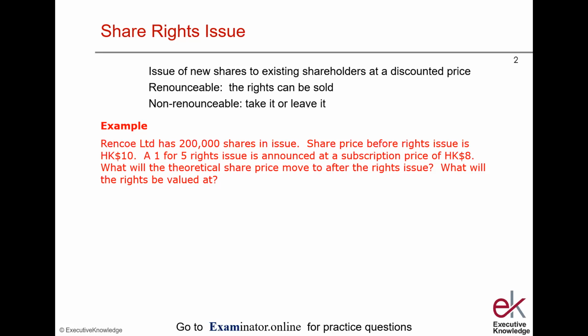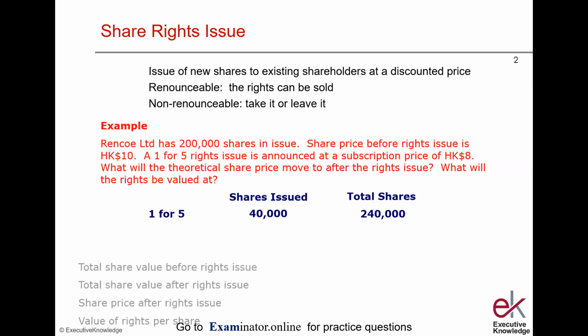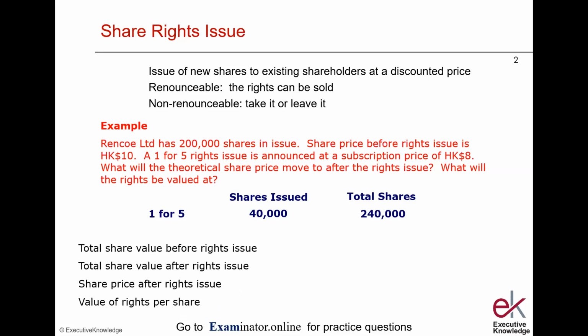What will the theoretical share price move to after the rights issue? A very common exam question. And what will the rights be valued at? A second common exam question. So it's a 1-for-5 issue. There are 200,000 shares in issue. Divide 200,000 by 5, we get 40,000. So 40,000 extra shares will be issued so that we will have total shares in issue of 240,000 after the rights issue. Now, let's look at the calculations.